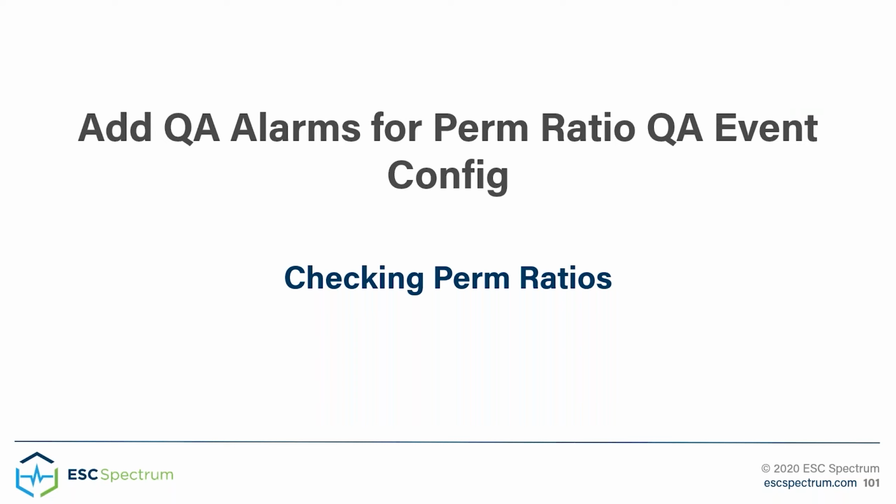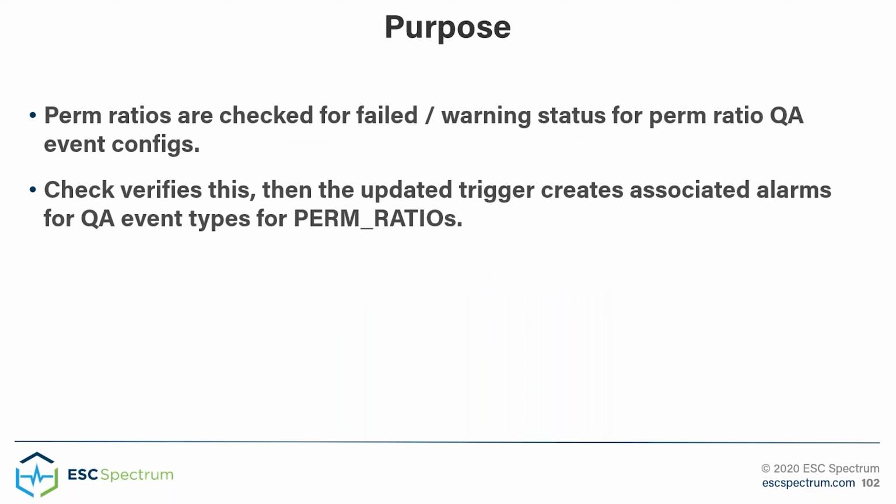All right, add QA alarms for perm ratio QA event config. If you're not familiar, there's calibrations that are associated with mercury analyzers, and there's a thing called a perm ratio, and we added the ability to create these QA alarms associated with that specific value if they get out of whack.